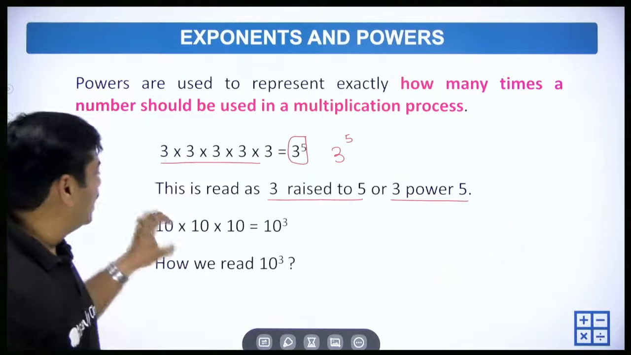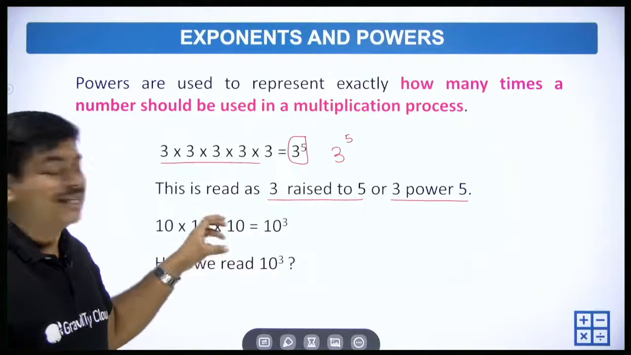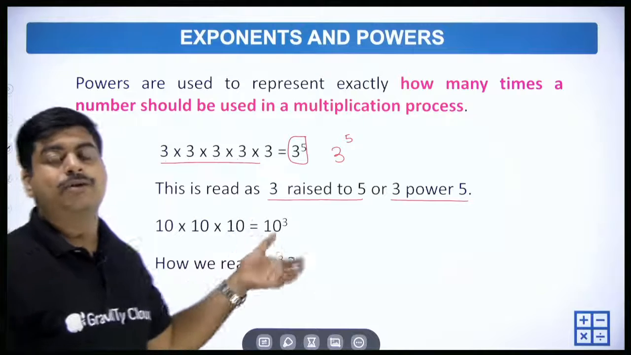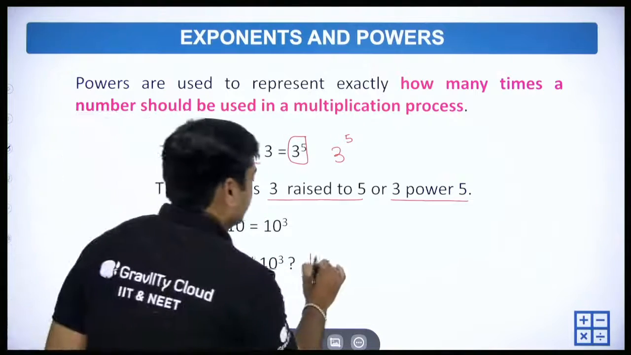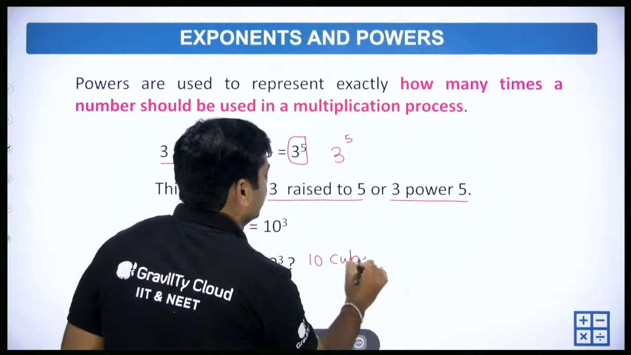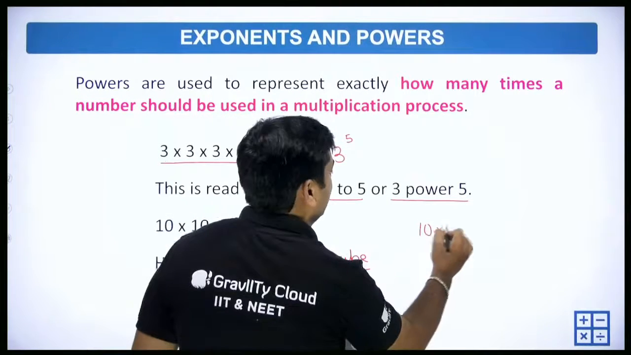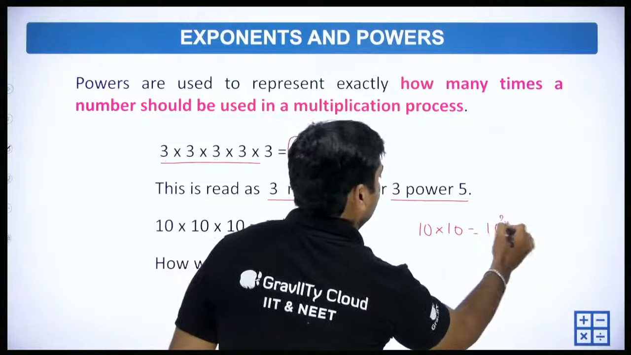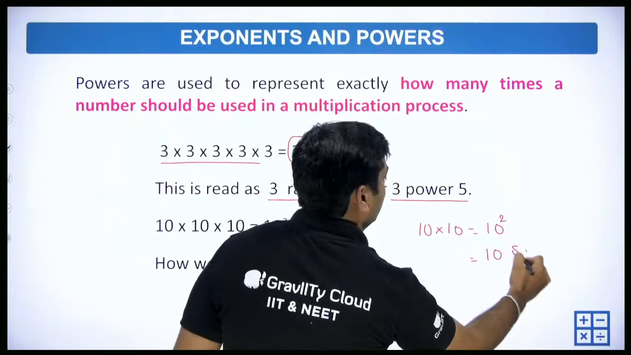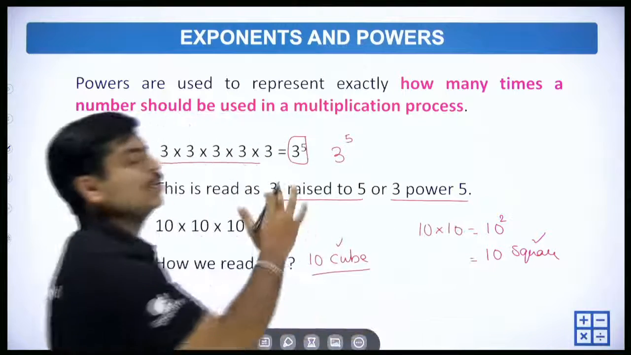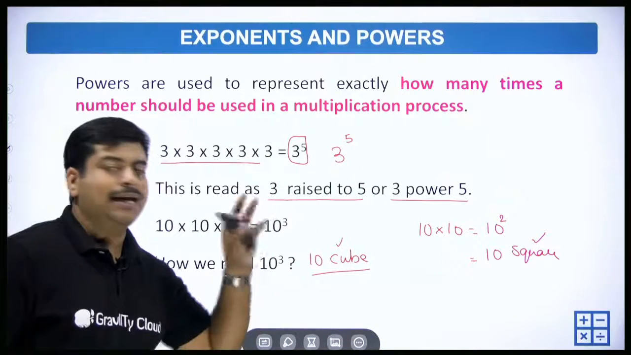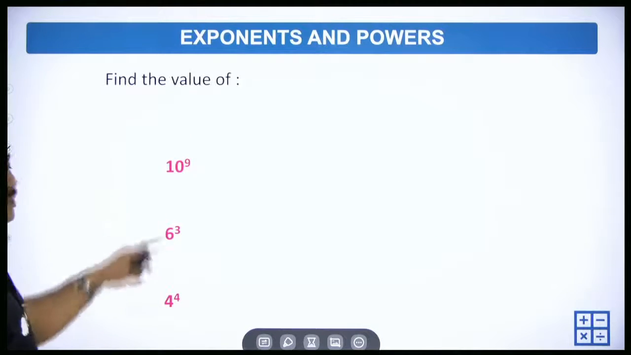Okay. 10 into 10 into 10. So we are multiplying 10 three times, so 10 cube. How do we read this? 10 cube. So 10 power 3, we read it as 10 cube. 10 into 10, we write that as 10 power 2, which we read as 10 square. So today our goal is to learn about squares and cubes. So moving ahead, let's try to understand what is 10 power 9.